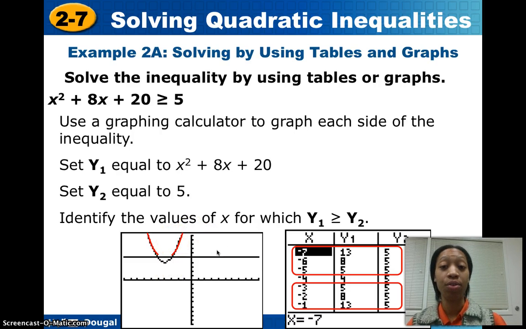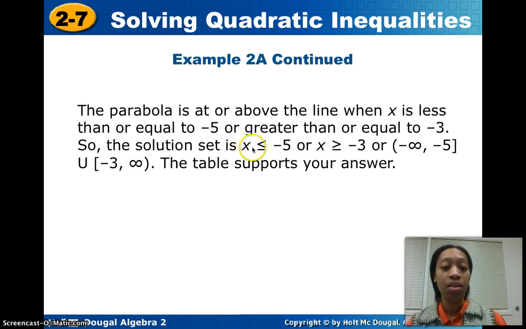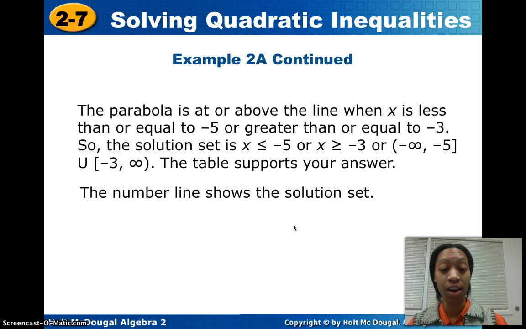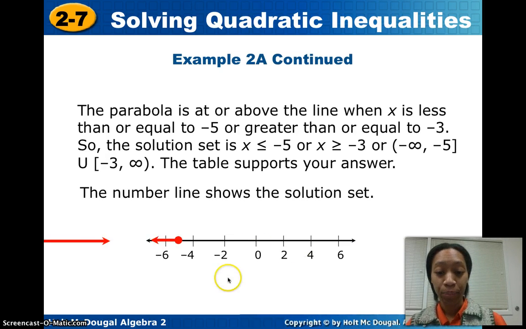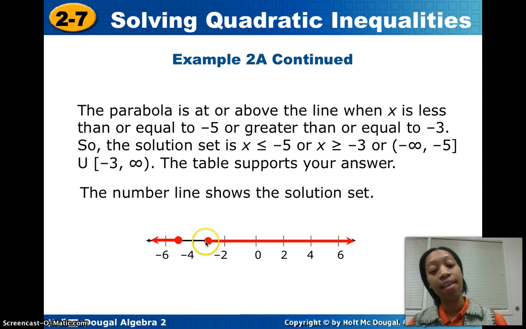So we can graph those two things on a number line. The parabola is at or above the line when x is less than or equal to negative 5 or greater than or equal to negative 3. So the solution set is x is less than or equal to negative 5 or greater than or equal to negative 3. So we can graph that on a number line. So remember we use colored in dots, a shaded in dot at negative 5 and less than that, and then a shaded in dot at negative 3 and greater than that.